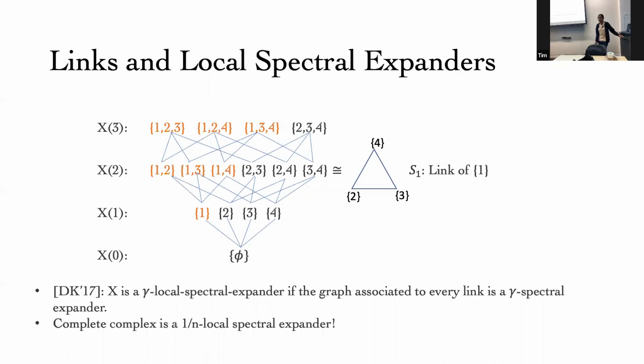Wouldn't this complex contain some small links that were worse expanders? Like this particular complex, or the complete complex, would have some links that were graphs on like 3 vertices or something, which would not be particularly good. Oh no, you wouldn't get.